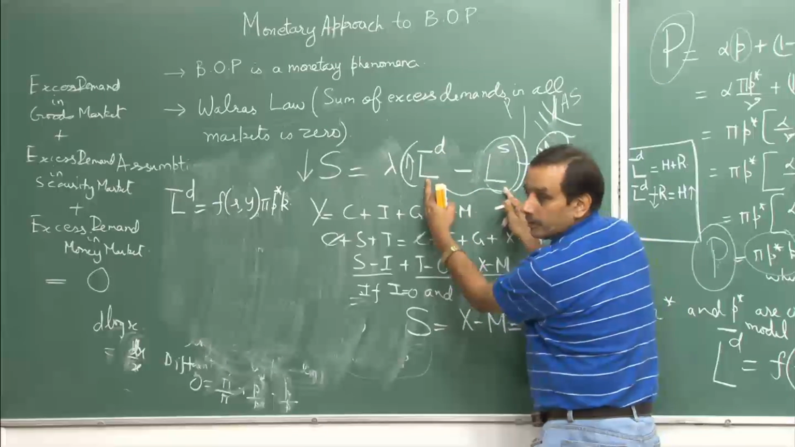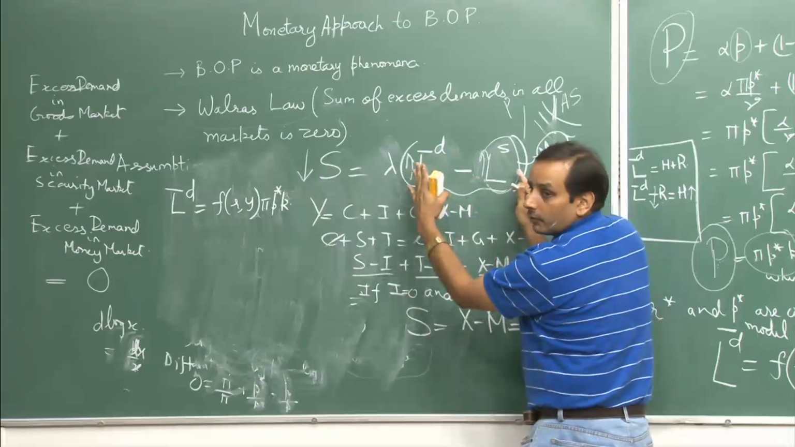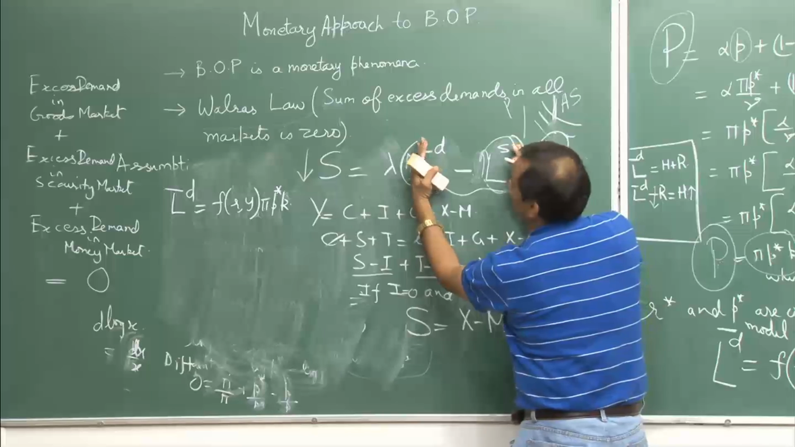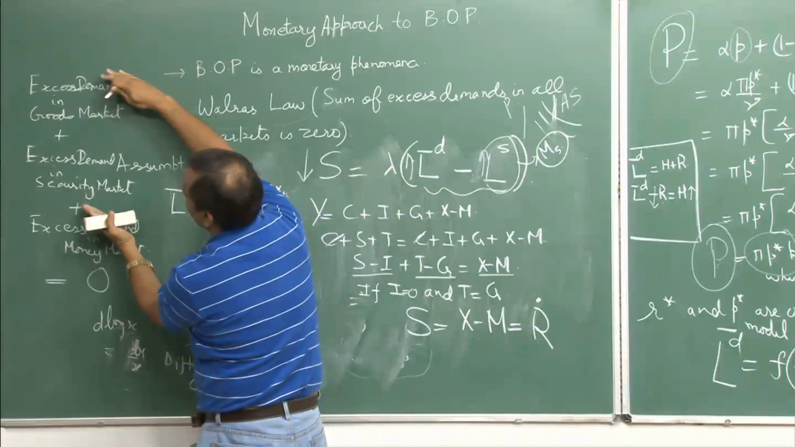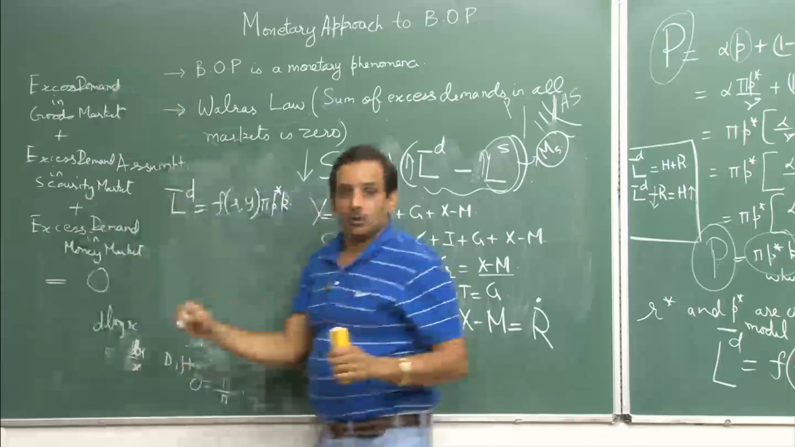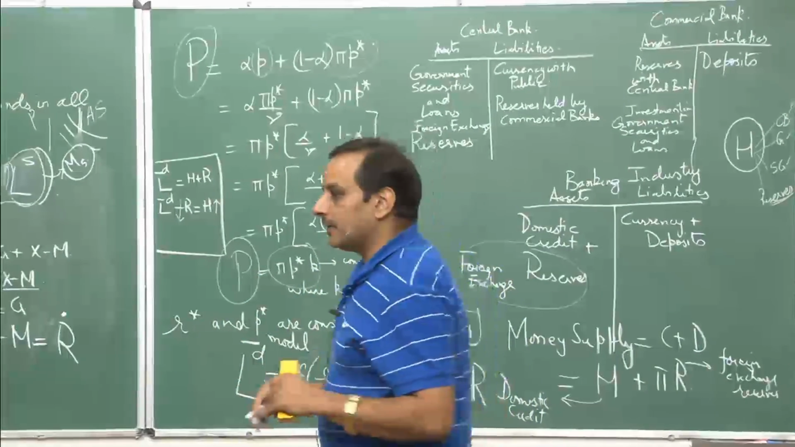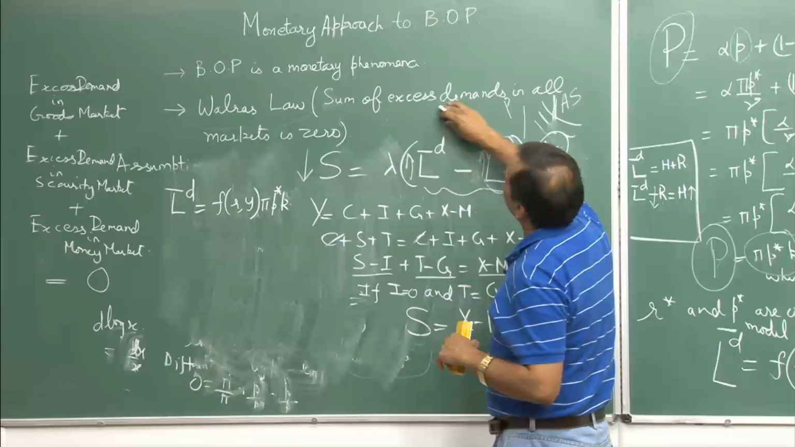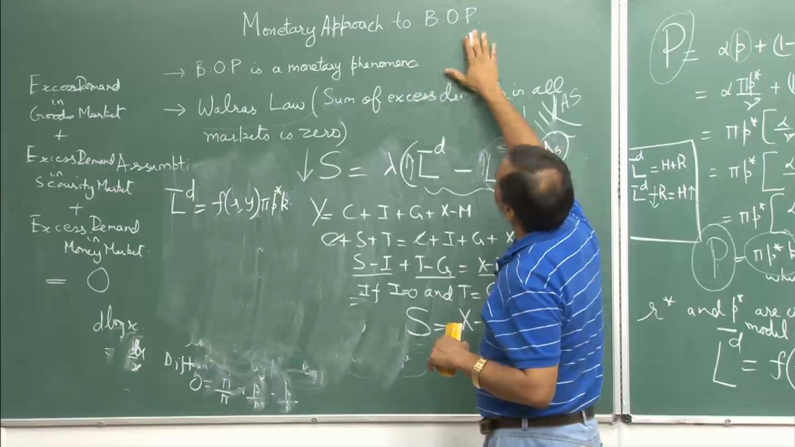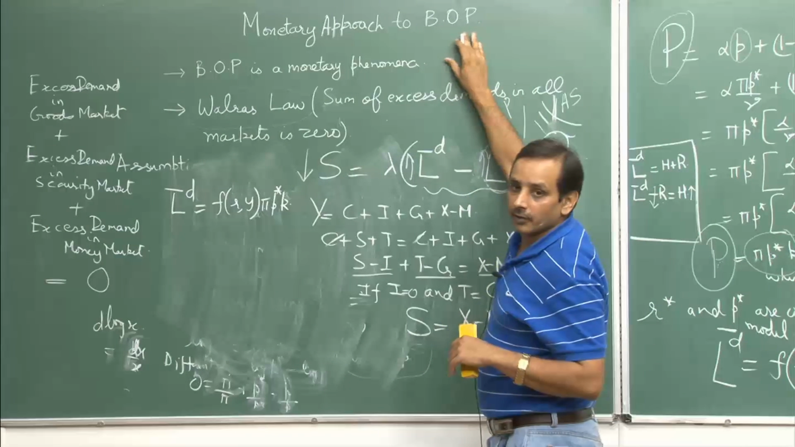So, initially you had excess demand for money, but then this LS went up, so that over time you would have an equilibrium in the money market, and therefore you would have an equilibrium in the other markets. So it proves that any disequilibrium situation is a temporary phenomenon, and this is an approach which says that balance of payment is entirely a monetary phenomenon.